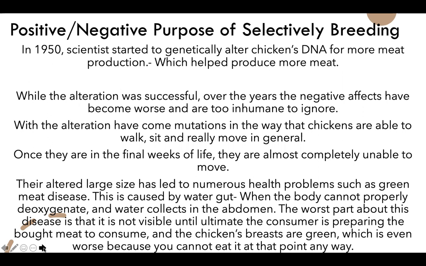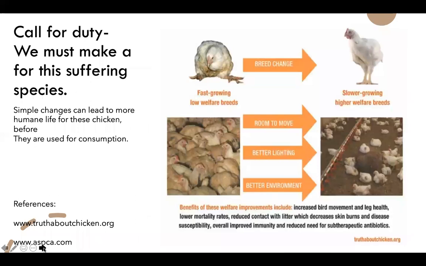Their altered large size has also led to problems such as green meat disease, also referred to as water gut, when the body cannot properly deoxygenate and the abdomen collects water. The worst part about this disease is that it's not visible while the chicken is living. It doesn't become apparent until somebody other than the person who's growing the produce cuts open the chicken and sees that the meat is green and tarnished and no good, and you cannot consume it at that point anymore. It's usually very present in the breast when you go to cook the chicken, and then you can't eat it. And then the chicken has gone through what it did for nothing, to not even be consumed. For me, that's the worst part in all of this.